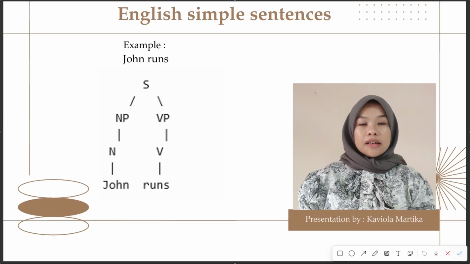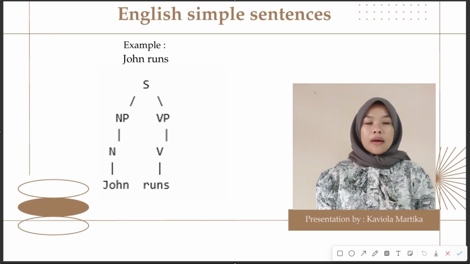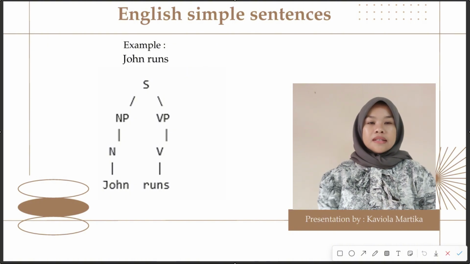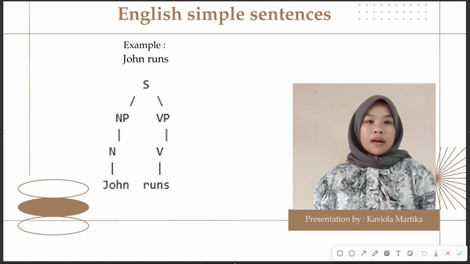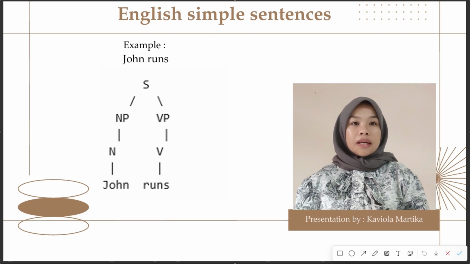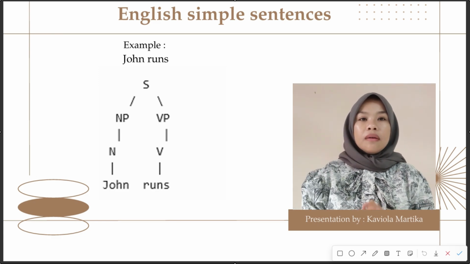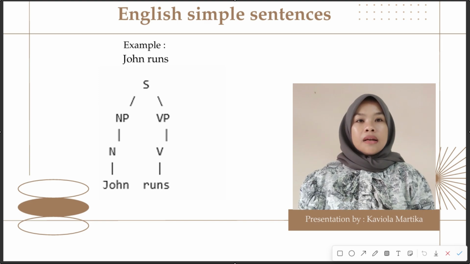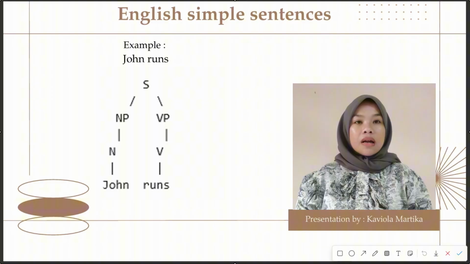And the tree diagram of an English simple sentence. The sentence is: John runs. We have as our top node the sentence, and the sentence consists of two components, noun phrase and verb phrase. The noun phrase represents the subject in this sentence, which in this example is John. The verb phrase represents the predicate in this sentence, which in this example is runs.